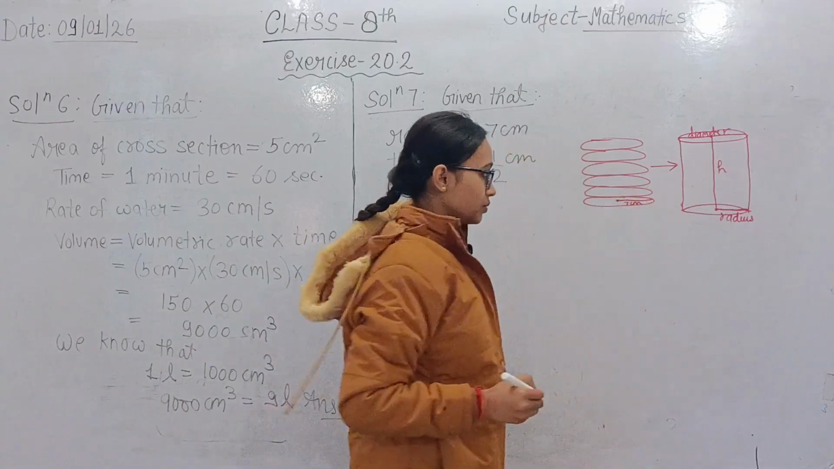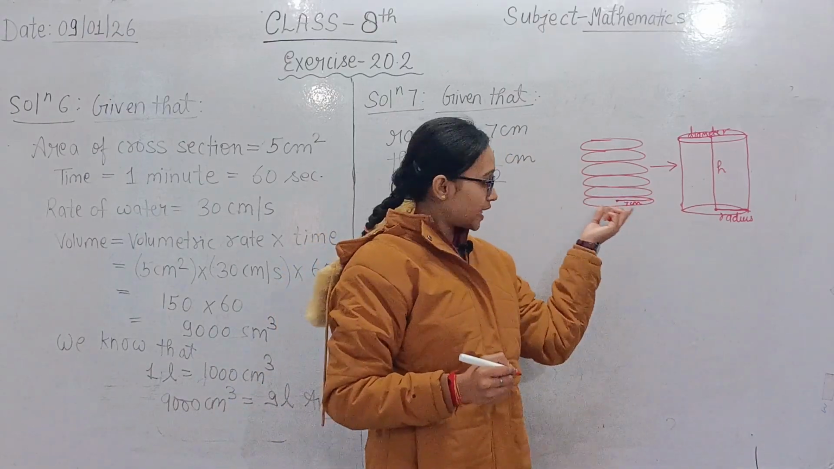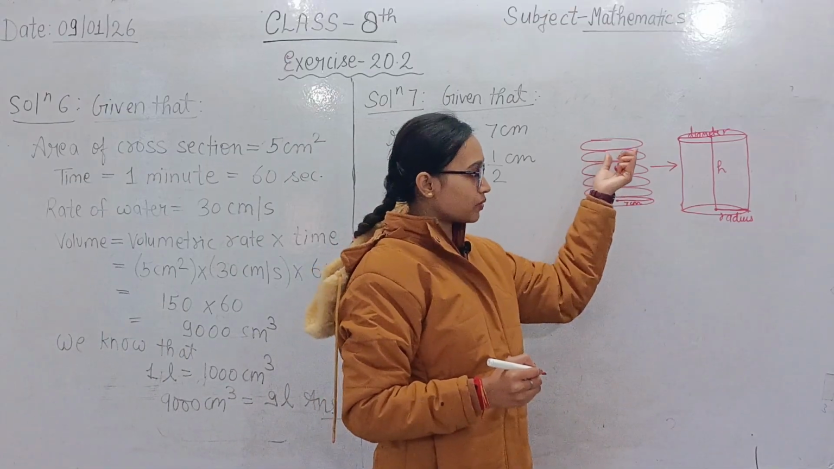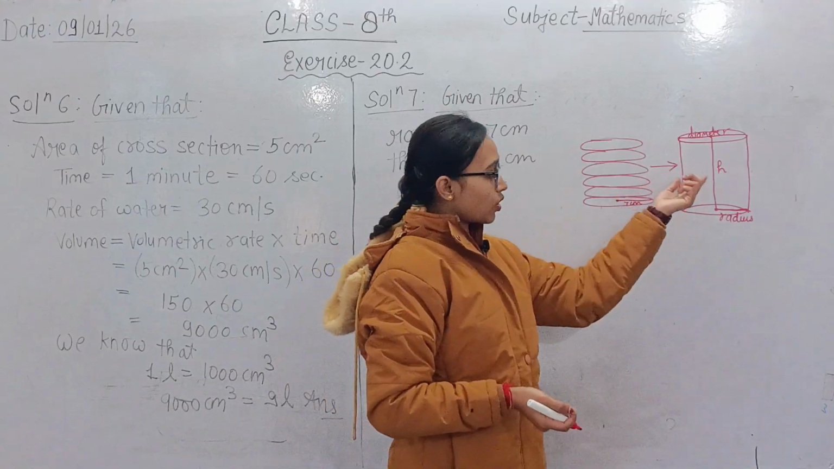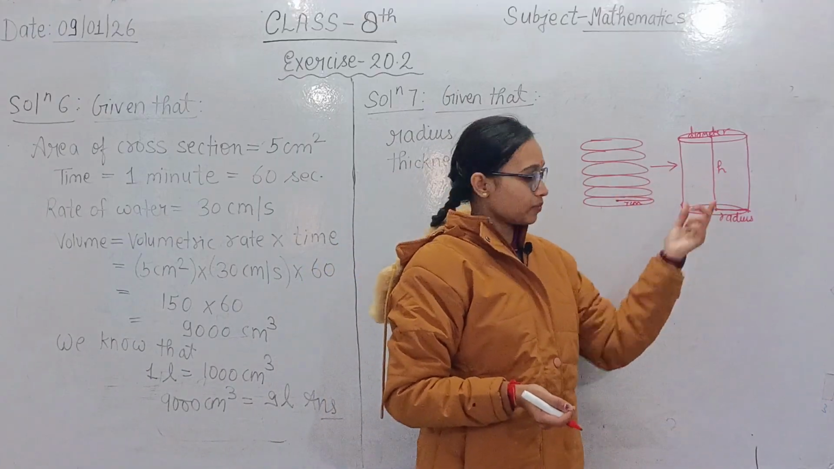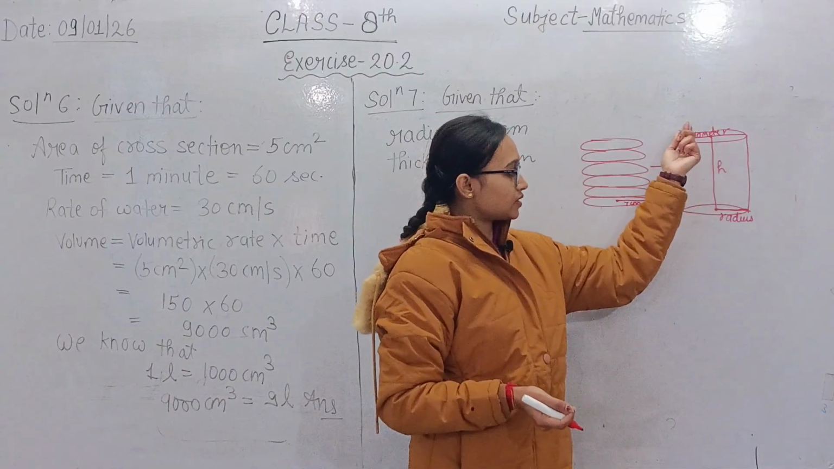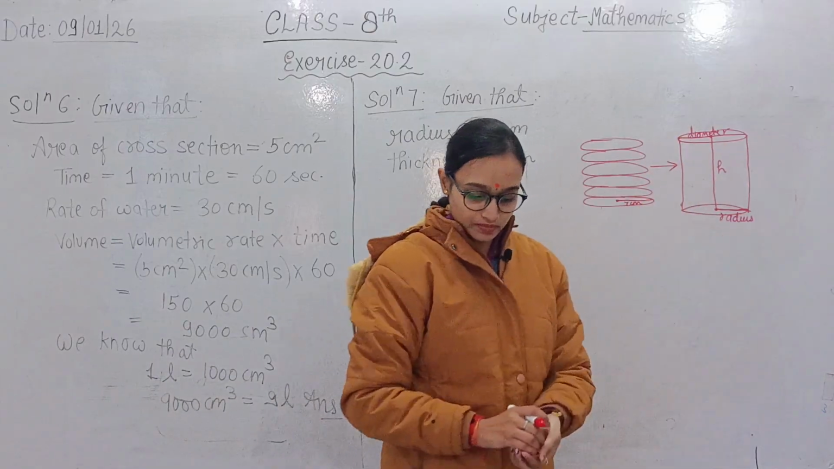In these, 50 circular plates are kept one over the other, and the radius of each circular plate is given as 7 centimeter. Radius of each given plate is known as 7 centimeter. When these plates are kept one over the other, then a solid right circular cylinder is formed in which h is height, this line is known as diameter, and this is known as radius.